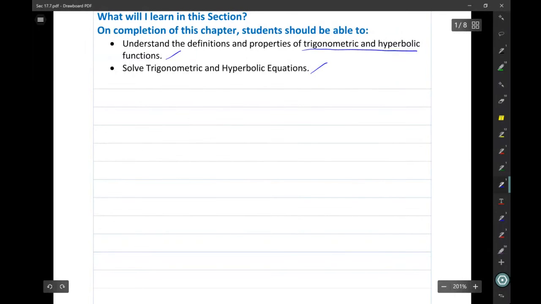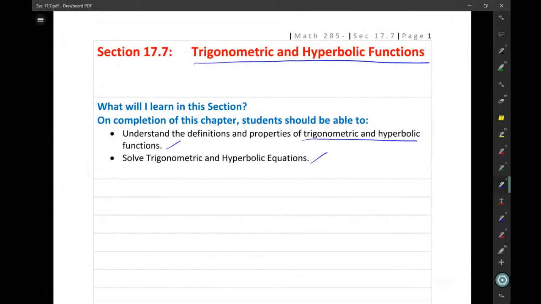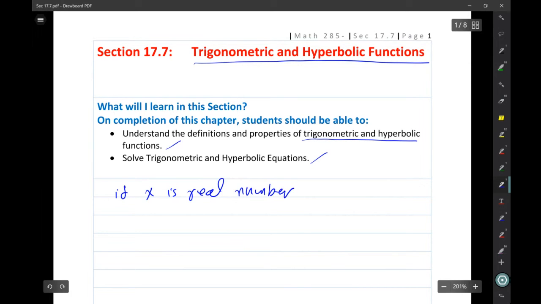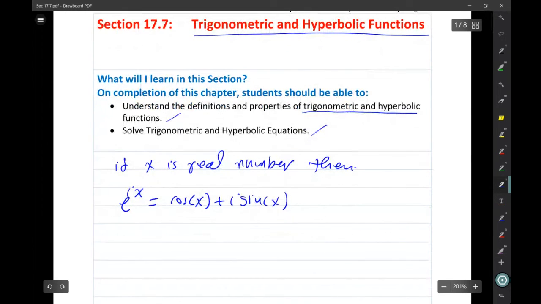Just to remind you that if x is a real number, then e to the power ix becomes cosine x plus i sine x, and e to the power minus ix becomes cosine x minus i sine x.